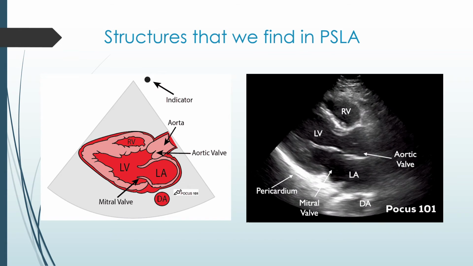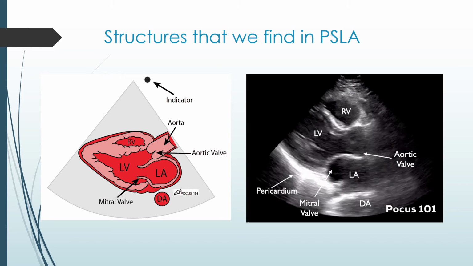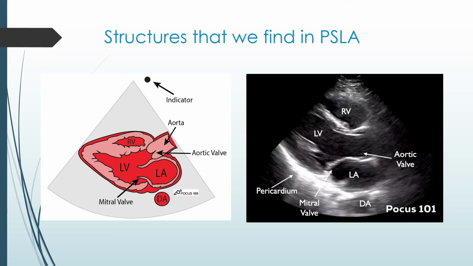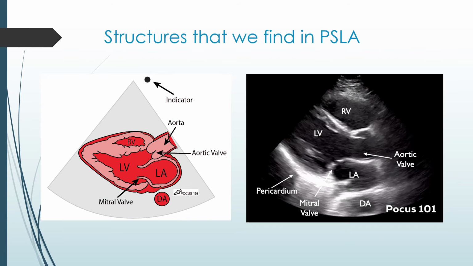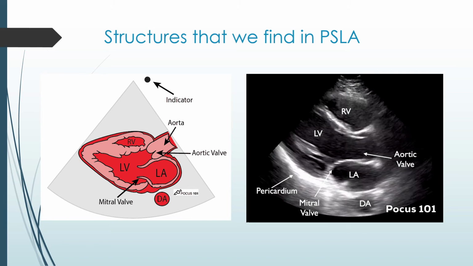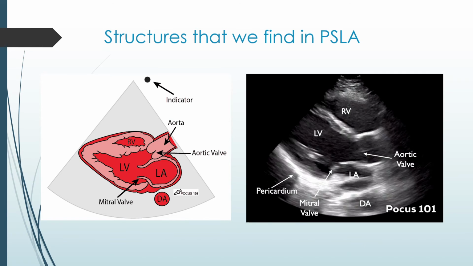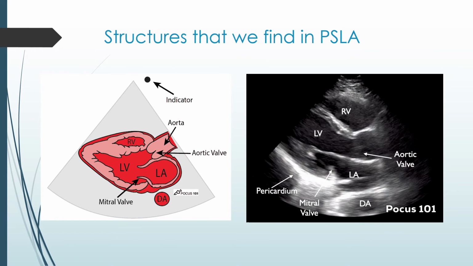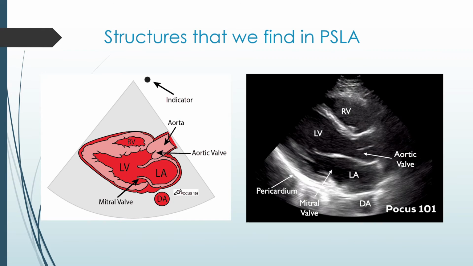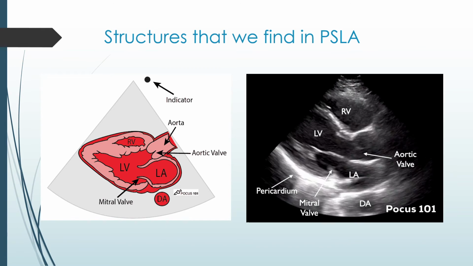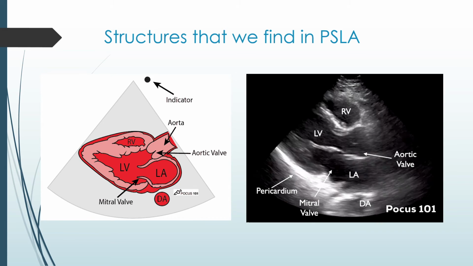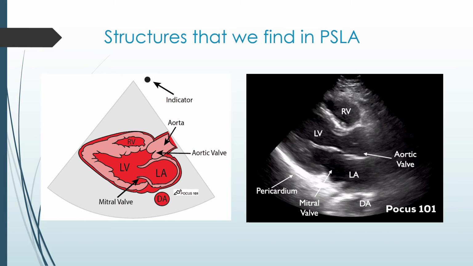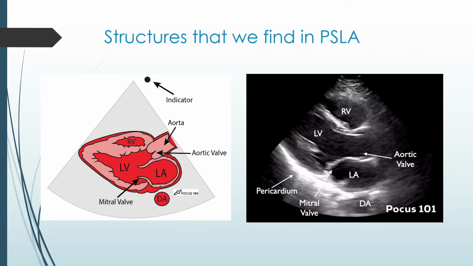While doing the PSLA, optimize the gain to visualize the different chambers of the heart in view, and optimize the depth to make sure that you can see the descending aorta. And if you're having trouble orienting yourself, just remember the 3Ls. For the parasternal long axis view, the left ventricle is on the left side of the screen. That's the 3L. On the right you can see the cardiac ultrasound.